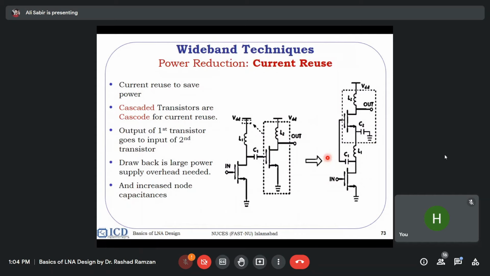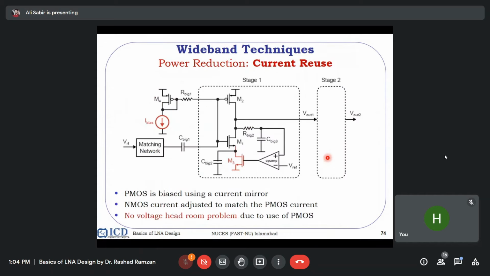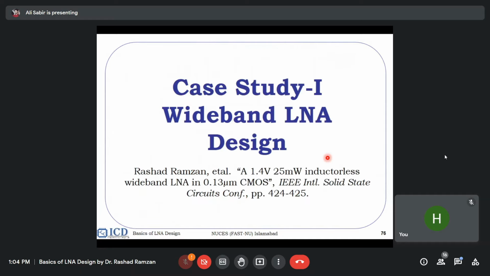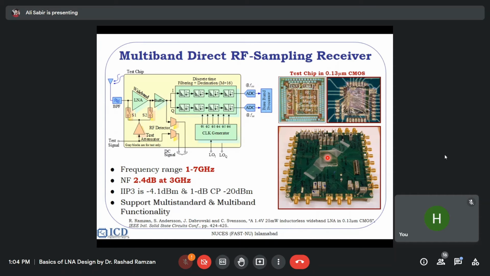The second important technique is current reuse. I will just show this current reuse technique in the case study. So let's go to the case study directly, and we will go slowly. This is my own design, and this design was published in the Solid State Circuits Conference in 2007. So this is our measurement result. This is a wideband LNA from 1 to 7 gigahertz, and we have a noise figure of 2.4 at 3 gigahertz. And I will show very slowly, step by step, how this LNA was designed.